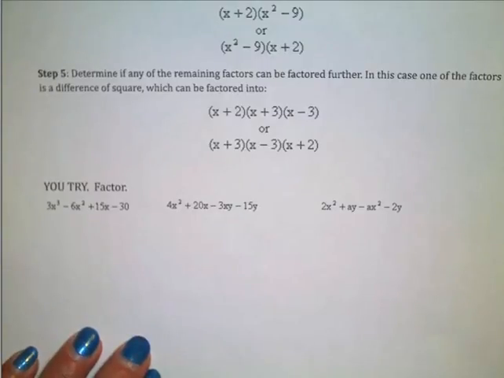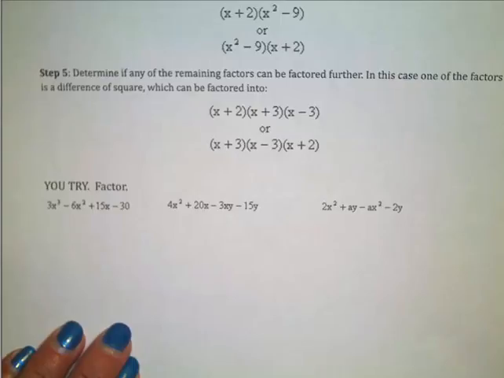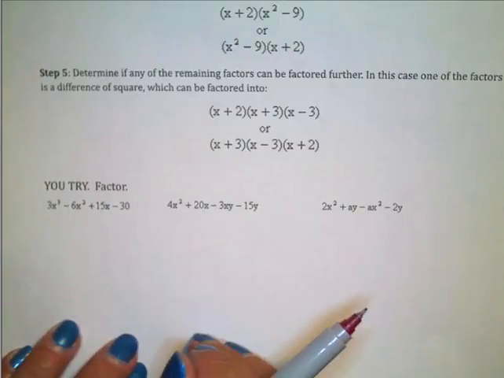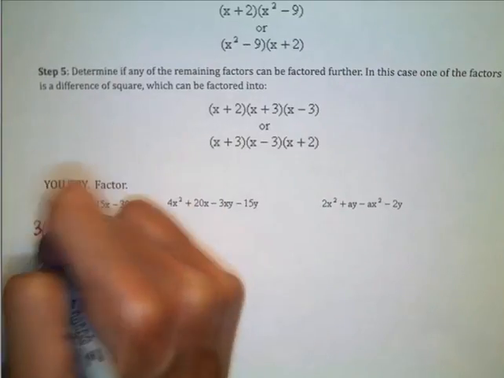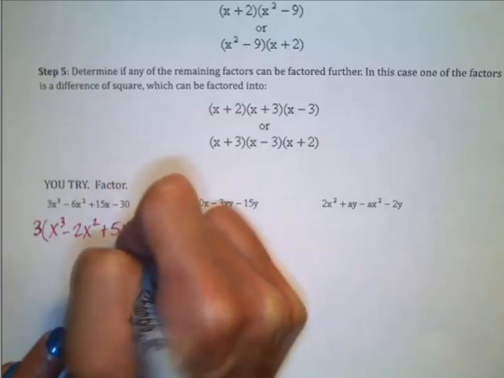So you're always going to start with the GCF. So is there a GCF in each of these terms? Oh, there is. So you need to take that out. So we're going to take our 3 out. We get x to the third minus 2x squared plus 5x minus 10.